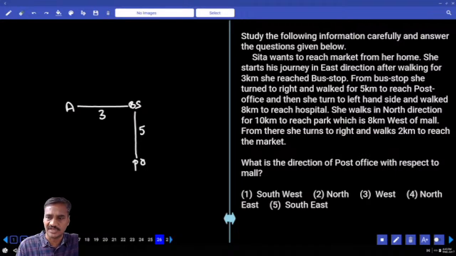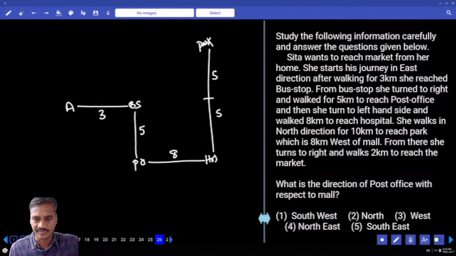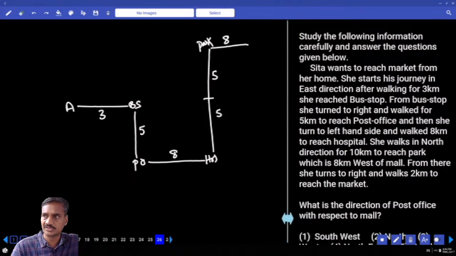Then she turns left and walks 8 kilometers to reach the hospital. Then she walks in the north direction 10 kilometers to reach the park. From here, 10 kilometers north means 5 plus 5. The park is 8 kilometers to the west of a mall. From there she turns right and walks 2 kilometers to reach the mall.